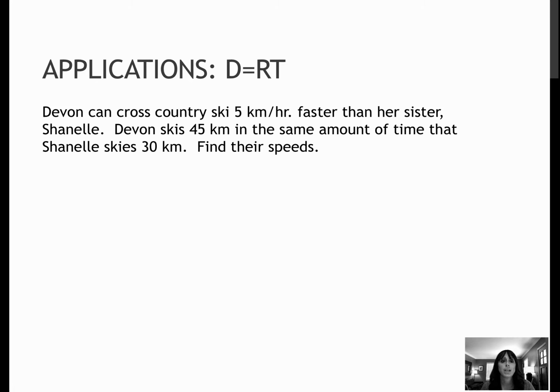For this question, we have a cross-country skier. So Devin can cross-country ski 5 kilometers per hour faster than her sister, Chanel. So Devin skis 45 kilometers in the same amount of time that Chanel skis 30 kilometers. Again, same amount of time means that I'm still using t equals d over r, and I'm setting the two times equal to each other, or the same distance over rate.